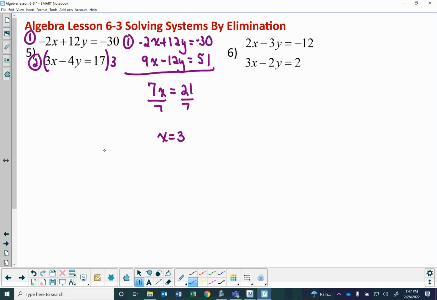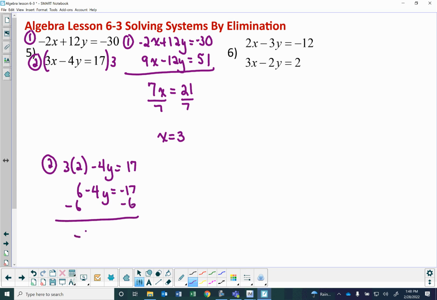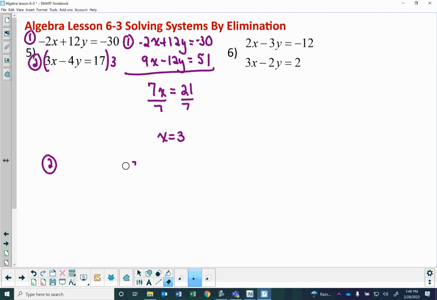So I'm going to just choose equation 2, not my multiplied version, my original version. So I'm going to have 3 times 2 minus 4y equals 17. So 6 minus 4y equals negative 17. Subtract 6 from both sides. I get negative 4y equals, wow, terrible y. Negative 4y is going to equal, oh, I messed up. It would be helpful if I plugged that in properly. Let's start that over again.